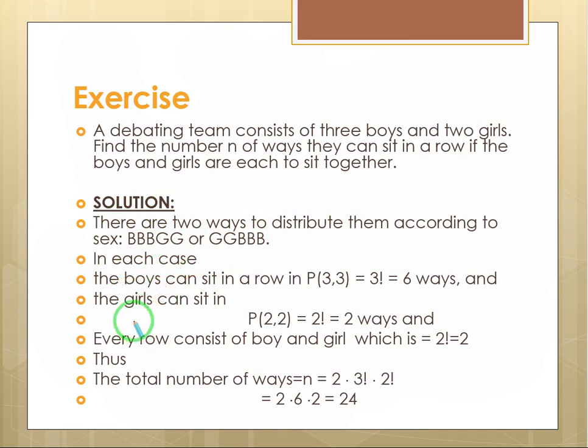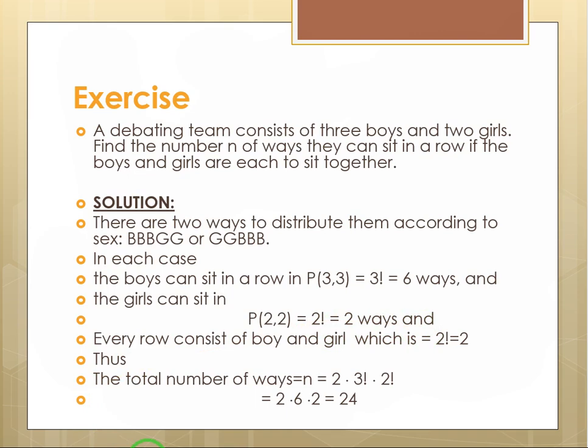In each case, we have 3 boys, so the boys can sit in a row. Here n is 3, since we have 3 boys, and k is equal to 3, since we have 3 places. So when we are finding it, it can be 3 factorial, so 6 ways. So the boys can sit in 6 different ways. Then the girls: how many girls do we have? We have 2, so the total number of girls is 2. Again they can sit in two places. So what should the permutation be? It can be 2 ways.